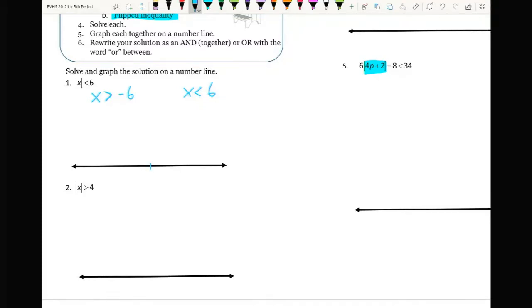Now, I always like to put the 0 on these, just because remember, absolute value is always measured as distance from 0. So I'm also going to have my negative 6 and my positive 6. And these get open circles because it is not equal to. And x is less than 6. I'm sorry, greater than negative 6 means I'm going right. Less than 6 means I'm going left. So it's all of this here in the middle.